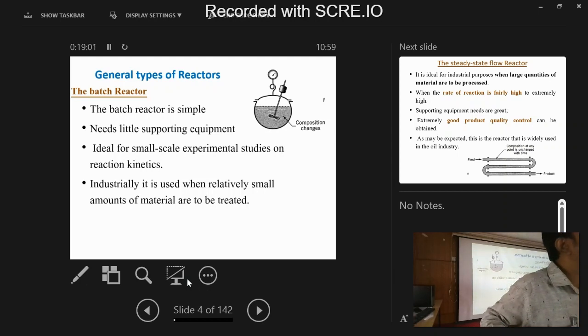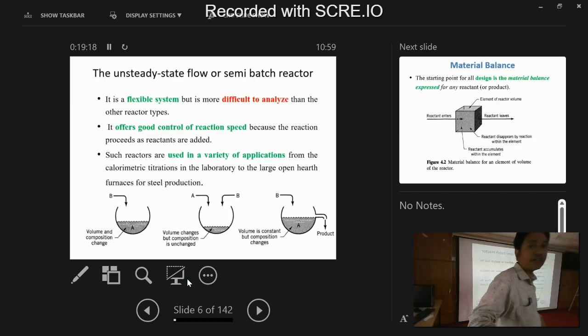It's a batch only. That means closed one, left for some more time to execute the reaction. But it is semi. That means sometimes there may be only one inflow, or sometimes maybe one outflow, or sometimes maybe in and out, but asked to stay for longer times. It's called semi batch. Look at the figure. In this figure, there is one inflow given, and it is asked to stay for longer times. So volume and composition changes.